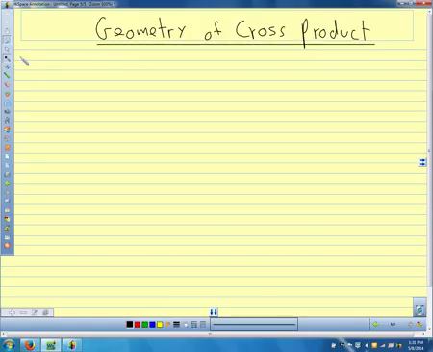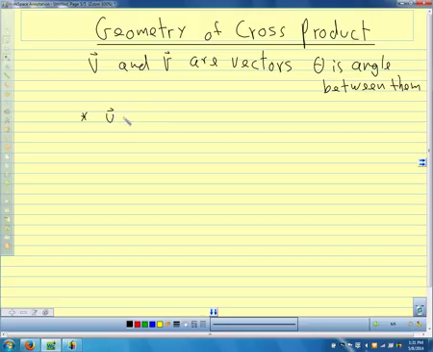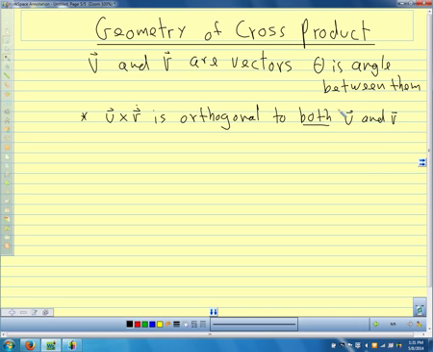The first one is an extremely important property of the cross product. So we're going to say for these, u and v are vectors, and theta is the angle between them. So our first geometric property, u cross v, is orthogonal to both u and v. And what's orthogonal mean? They make 90 degrees with each other.